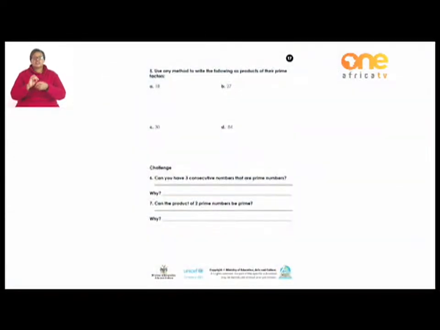Number 5, use any method to write the following as a product of their prime factors. You can use the ladder method or factor tree method, but remember to give the answer. So you write the number as a product of its prime factors. A, we have 18, B, 27, C, 30, and D, 84.